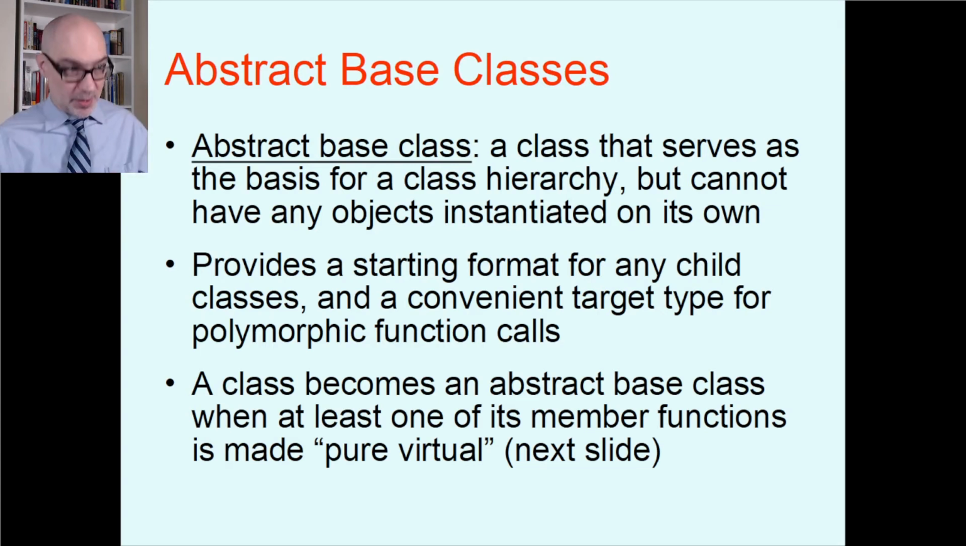But here's an even bigger idea. So we're not going to stop there. Here's an even bigger idea at the end of chapter 15. C++ has the idea of an abstract base class. And it's not the only language like this, right? If you have object-oriented programming, you're going to have this idea. An abstract base class is a class, get this, that serves as the basis at the top of a class hierarchy, but cannot have any objects instantiated on its own.